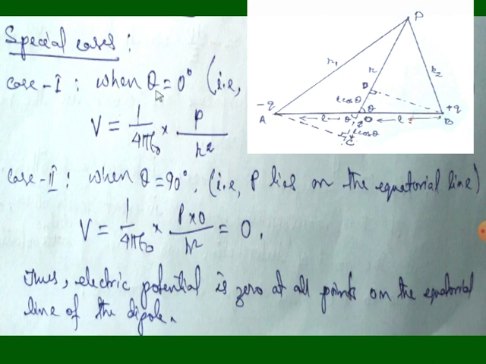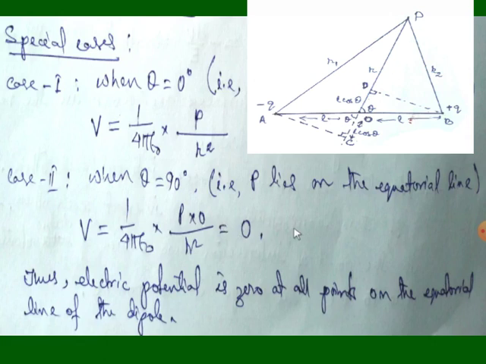The expression for electric potential on an axial line is equal to 1 by 4 pi epsilon naught times P by R square, where P is your dipole moment. Electric potential is a scalar quantity, so there is no need of a vector direction on this dipole moment. And for electric potential on an equipotential surface, it was found to be 0.